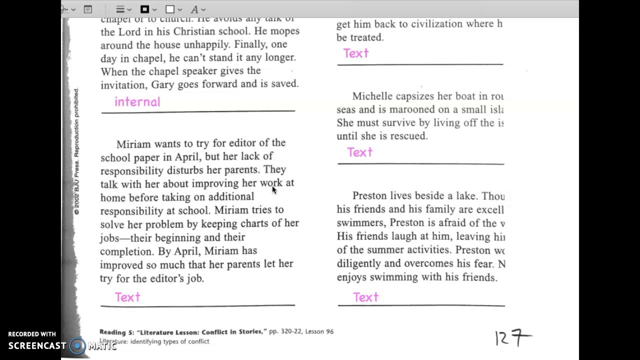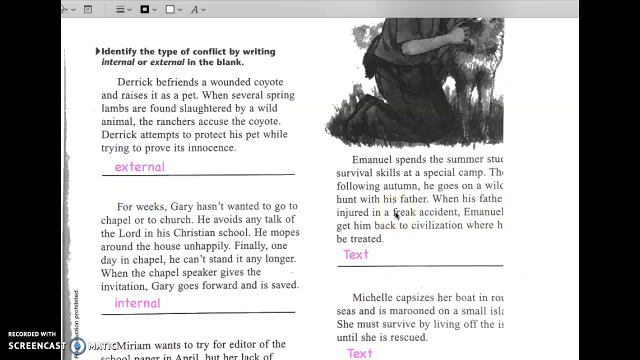So what does Miriam want? She wants to become an editor, but the struggle here is that she's not very responsible. So that is a struggle inside herself, because you're not literally battling something outside, right? It's just the problem inside yourself. She's trying to improve. Internal.